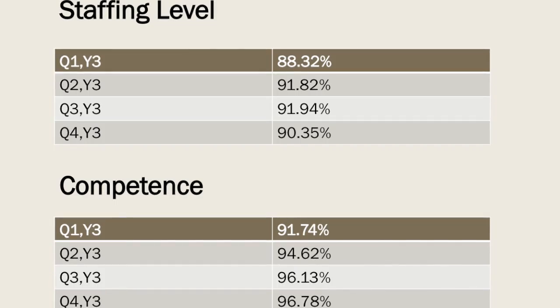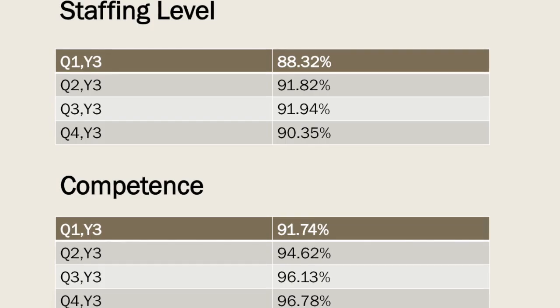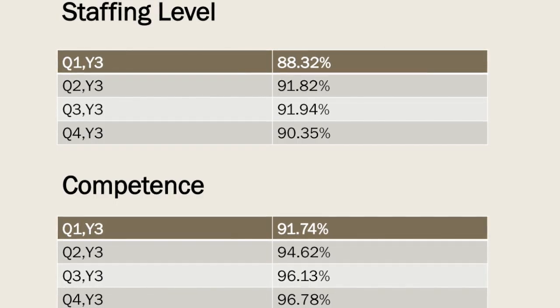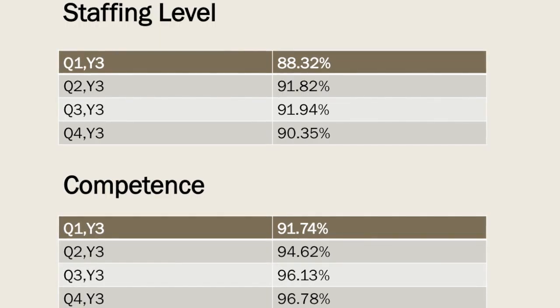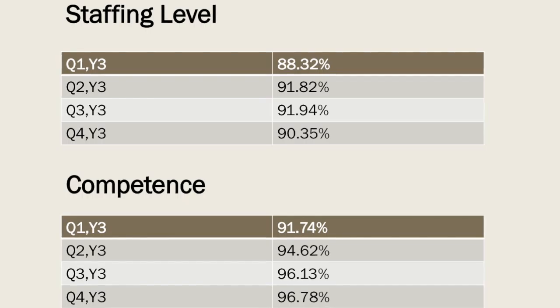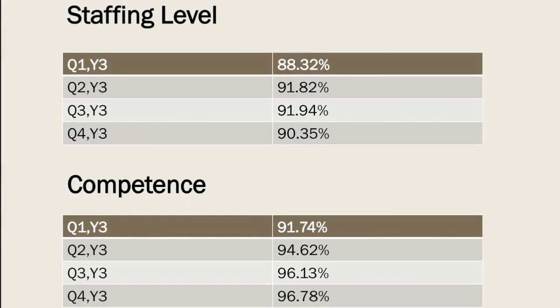For quarter 1, the staffing level was 88.32%. In quarter 2, it increased to 91.82%. For quarter 3, it kept the same amount as the previous quarter, and in quarter 4, it decreased a little bit to 90.35%. There are some small fluctuations in the staffing level from quarter 1 to quarter 4.